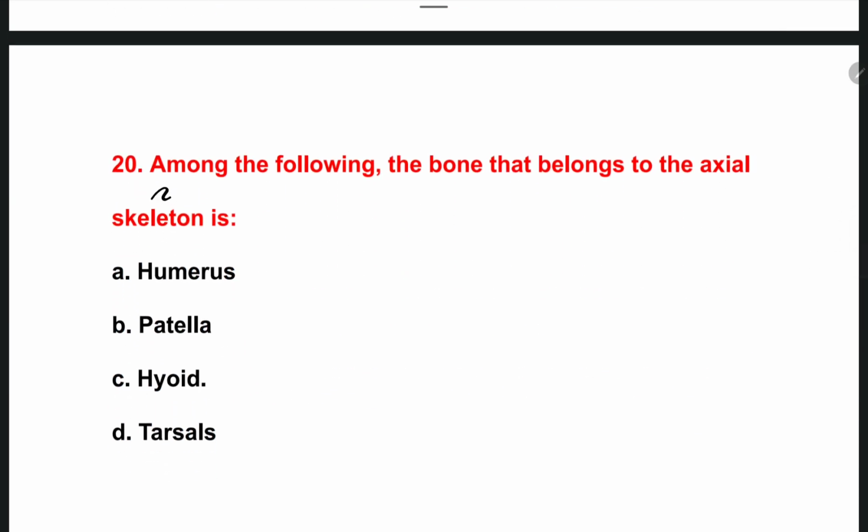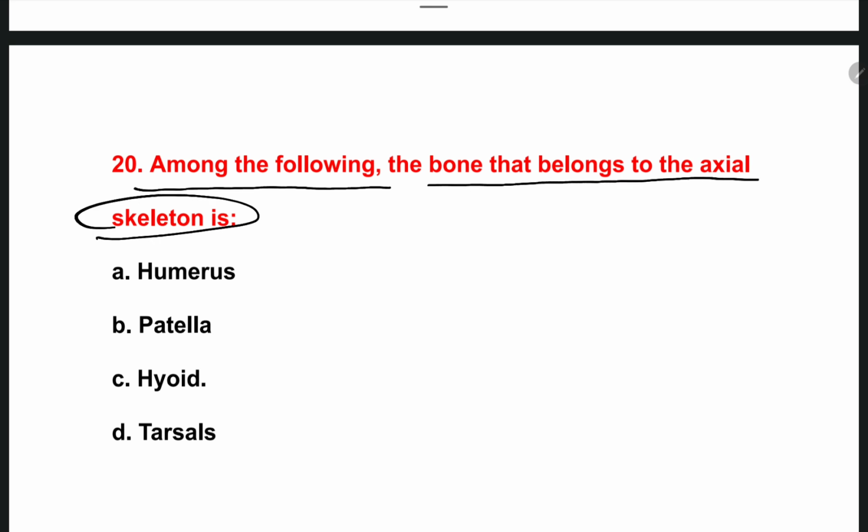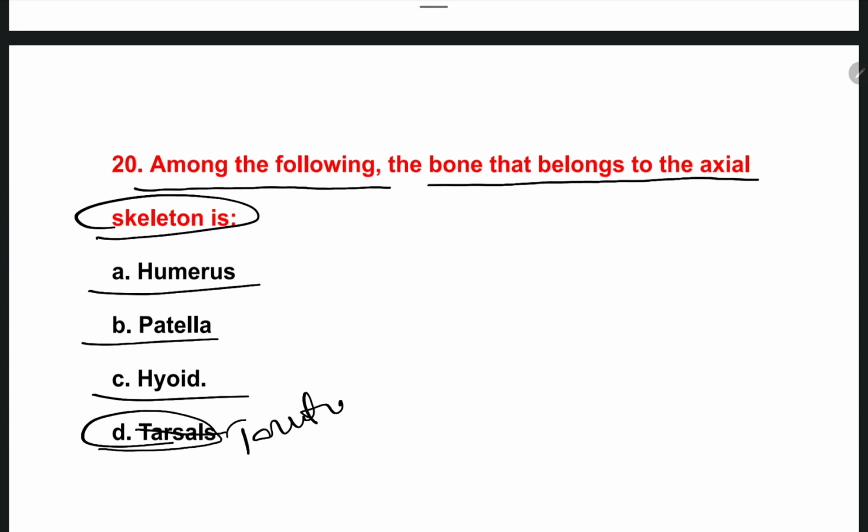The next one is, among the following, the bone that belongs to the axial skeleton. Options are humerus, patella, hyoid and thoracic. The right one is the hyoid bone. So the hyoid bone belongs to the axial skeleton.